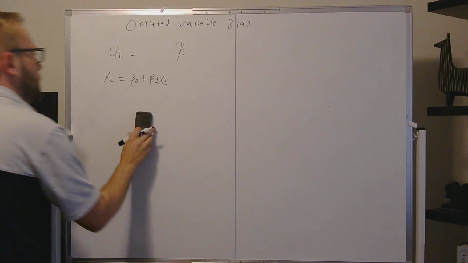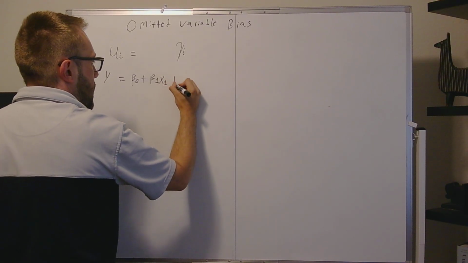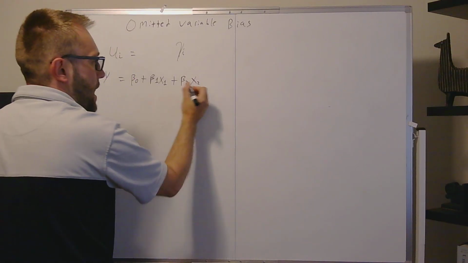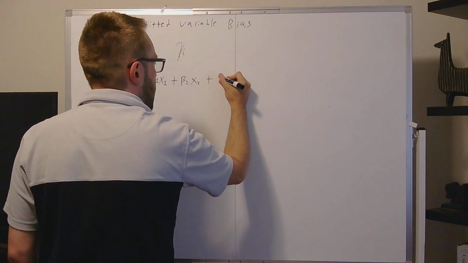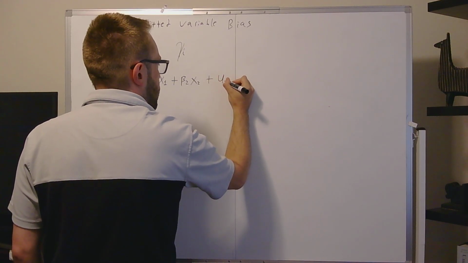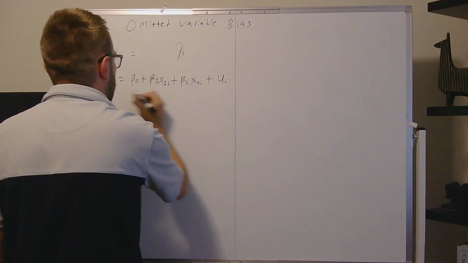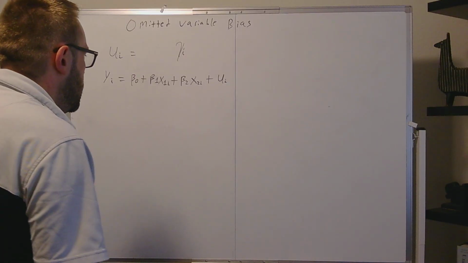And I'll do this in general, not in I form, I'm sorry. So plus beta 1 x1 plus beta 2 x2. I want to add this plus some error term. And actually we could add the i subscripts. So in reality, our true function should look something like this.